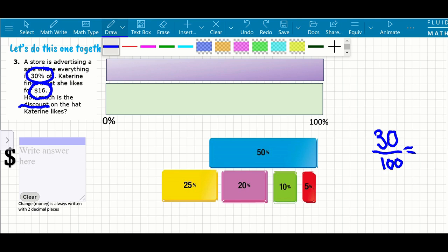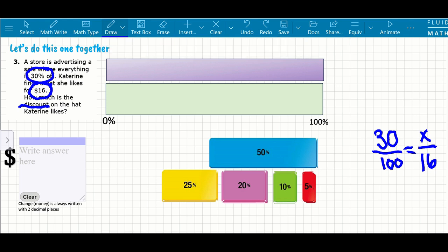And my total price that I'm comparing it to is, so I'm going to set this up as a proportion, is a total of $16. Now I don't know what the missing number is, so I'm going to see if I can figure that out. I can solve this mathematically, but I would like to show you how to visualize this conceptually.